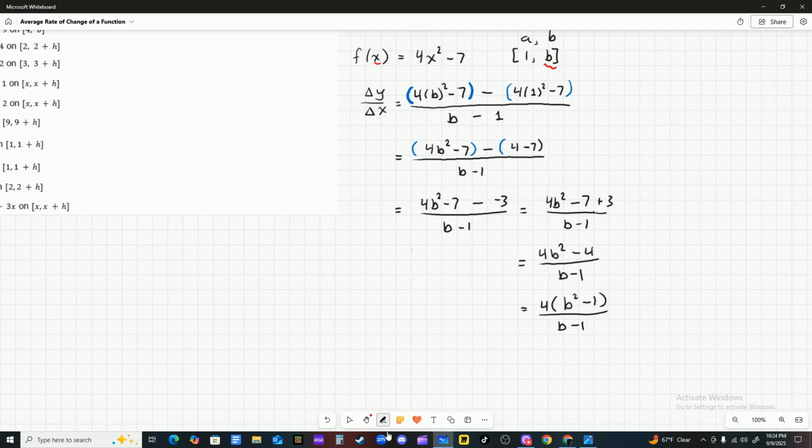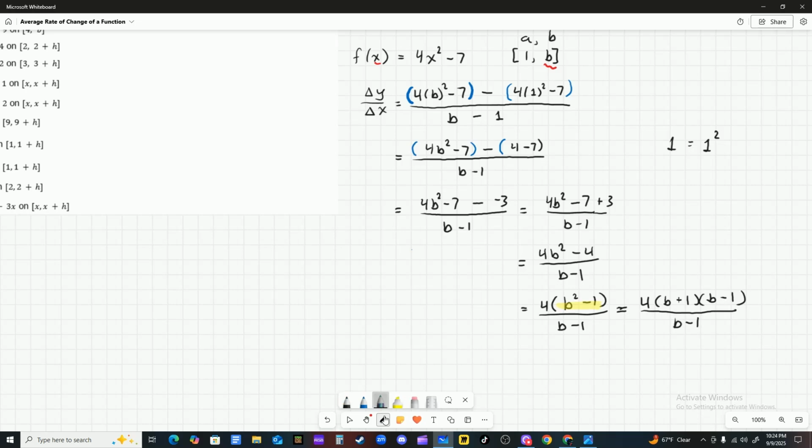This polynomial right here is a difference of perfect squares, so we can rewrite it like this: 4 times, the first term is going to be b and b. And it's a minus, so it's going to be plus and minus. And 1 is equal to 1 squared, so we have 1 and 1. If you FOIL this out, you'll get this term back. All divided by b minus 1.